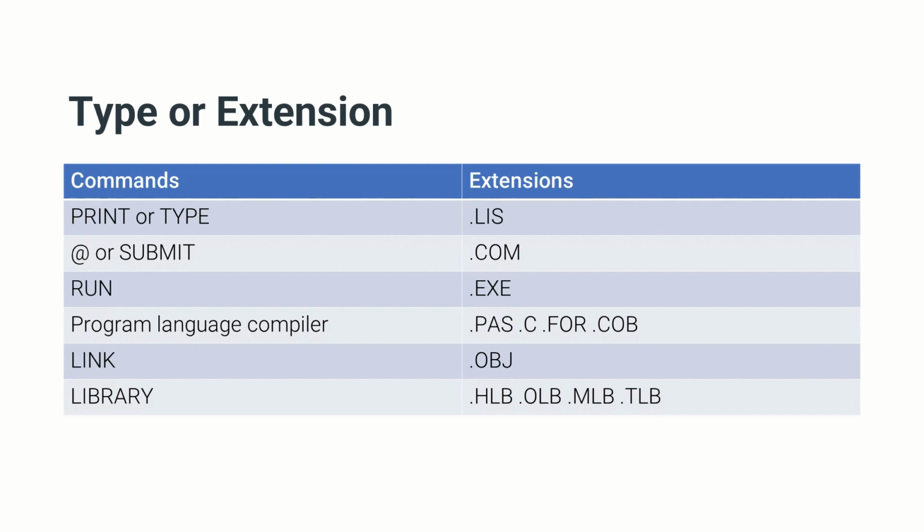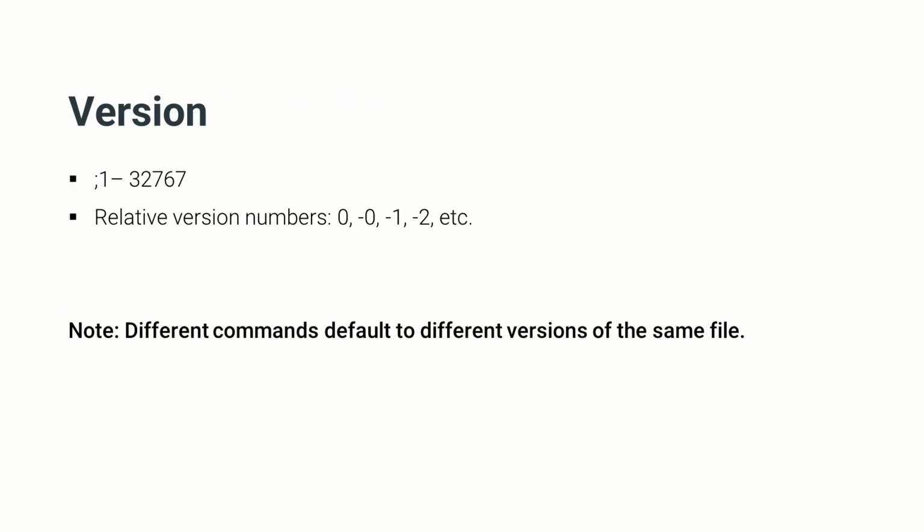.lis is a text file extension similar to the .text extension. A file with a COM extension usually contains a command procedure or script. .exe means that it is an executable file. .pas, .c, .for, .cob files contain code written in the respective programming language. .obj files specify the object files, and .hlb, .olb, etc. are used for libraries.